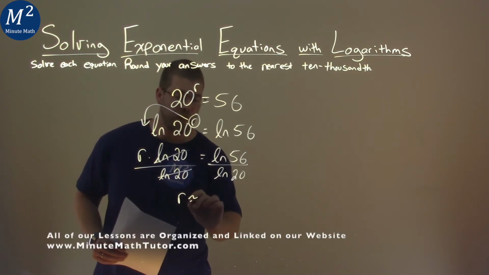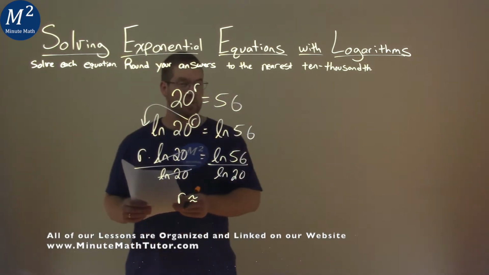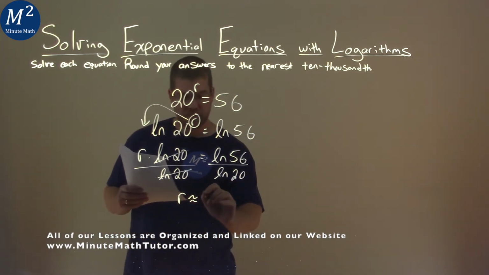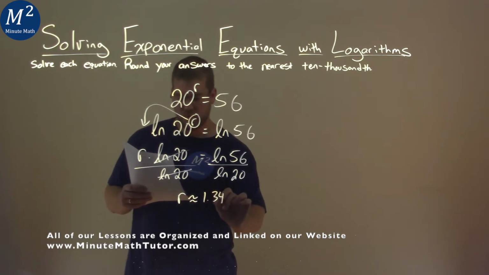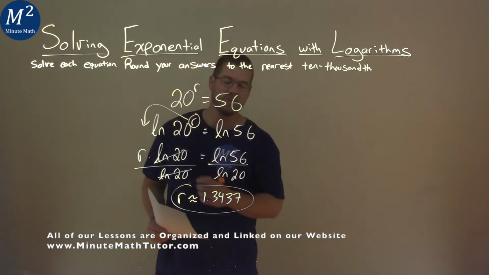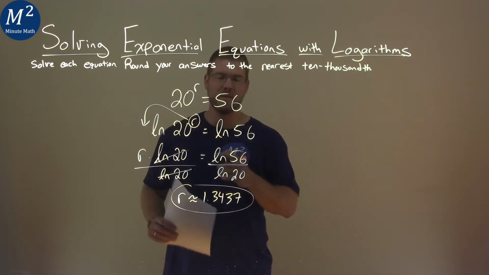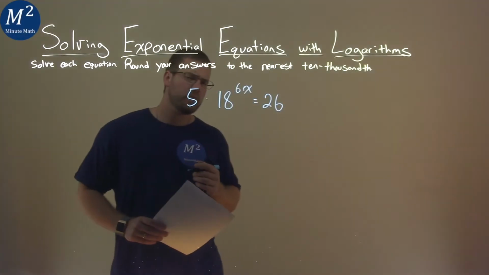That's going to be approximately equal to natural log of 56 divided by natural log of 20, which comes out to be, when we round it, 1.3437. And so our final rounded approximate answer is r is approximately equal to 1.3437.